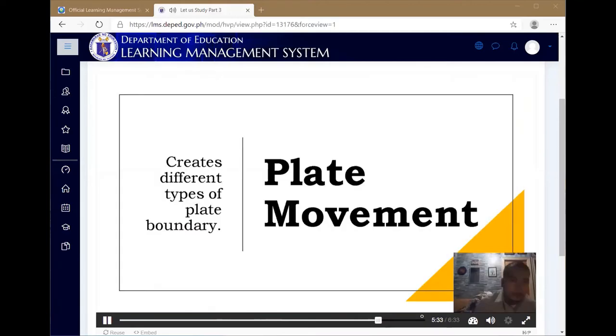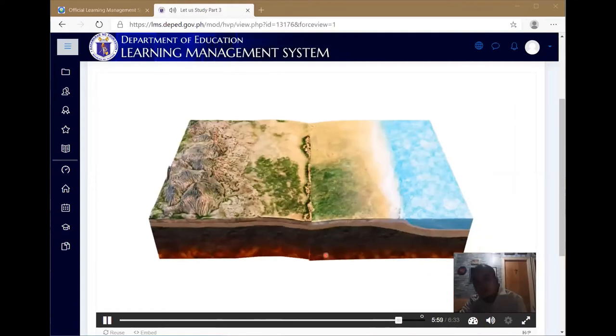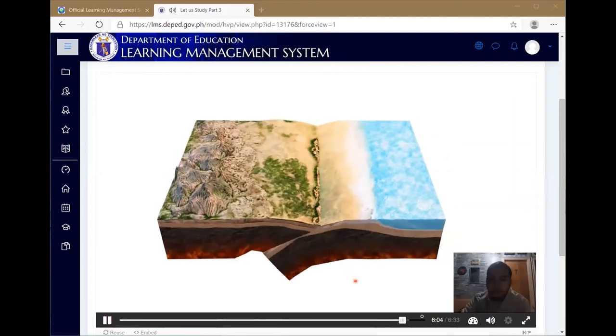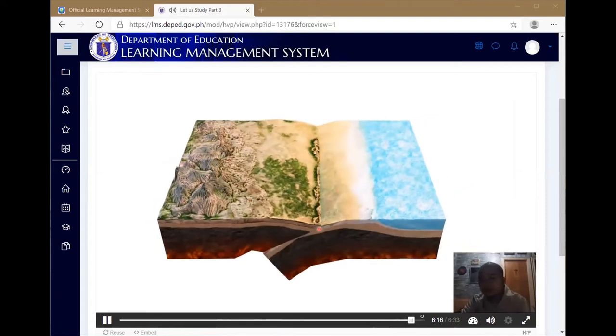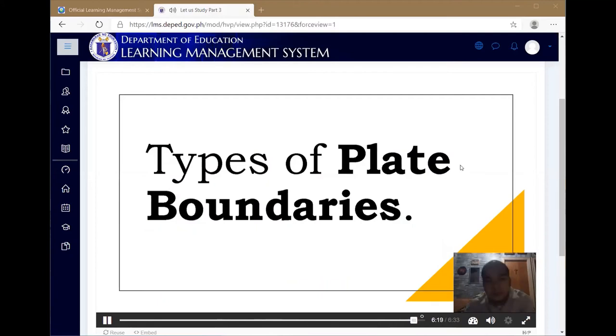How is the type of plate boundary determined? It is determined by the plate movement. How the plates move within those boundaries determines its type. This animation shows a specific type of plate boundary, wherein one plate, as you can see, moves towards the other. Okay? So this is an example of one type of plate boundary. My dear students, this lesson will focus only on the types of plate boundaries, their characteristics, and the geologic formations the boundary forms.